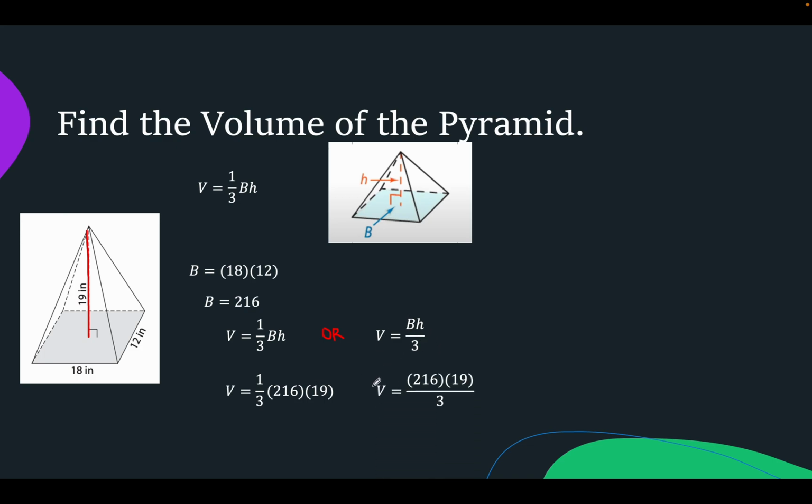If we do this formula, it's going to look like this, where we can do the 216 times 19 and divide it by 3. Don't have to worry about plugging in a fraction in our calculator. Either way, we will get the same solution. The volume of this pyramid is 1,368 inches cubed.